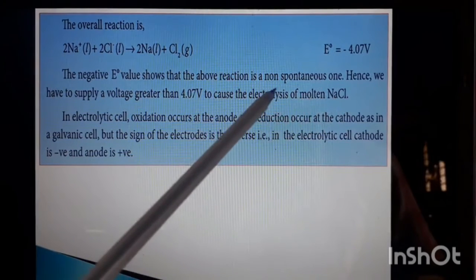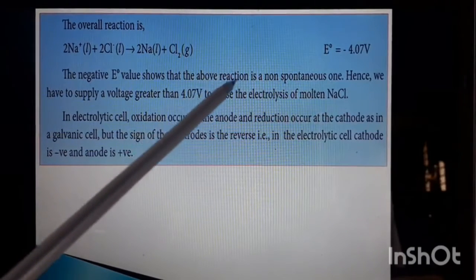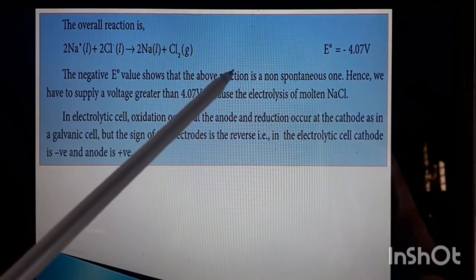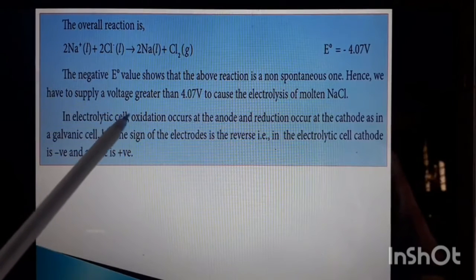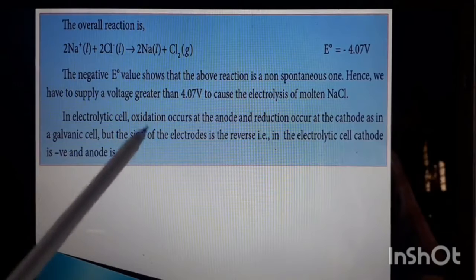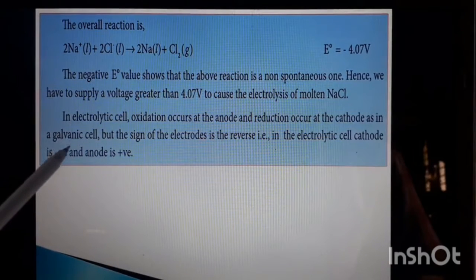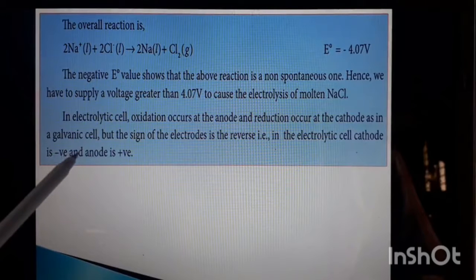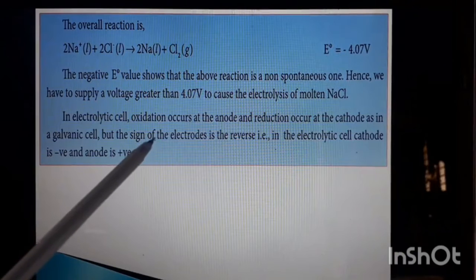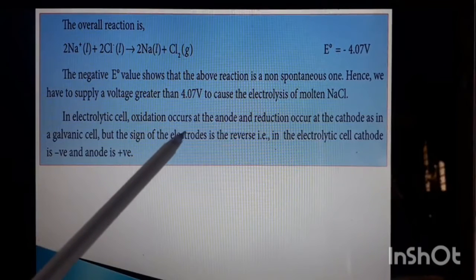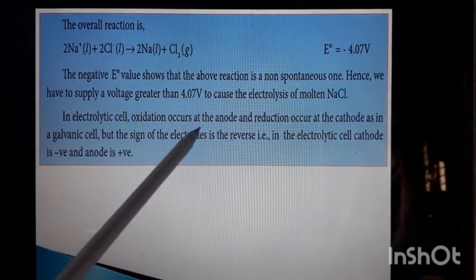Okay. This is the condition for the electrolysis of molten sodium chloride. In the electrolytic cell, oxidation occurs at the anode and reduction occurs at the cathode, as in a galvanic cell, but the sign of the electrodes reverses. We already saw this topic, that the galvanic cell and electrolytic cell are reverse of each other.